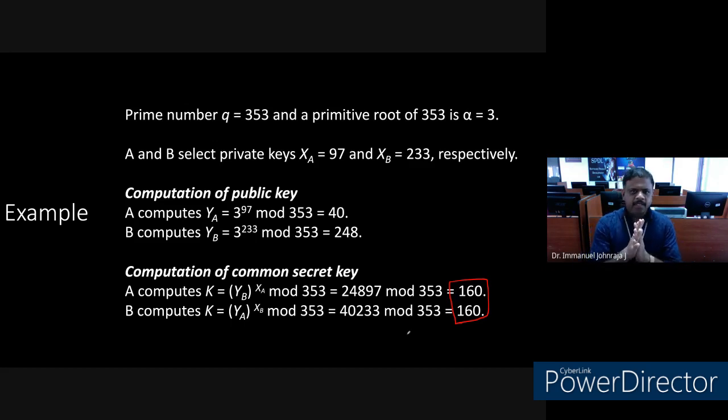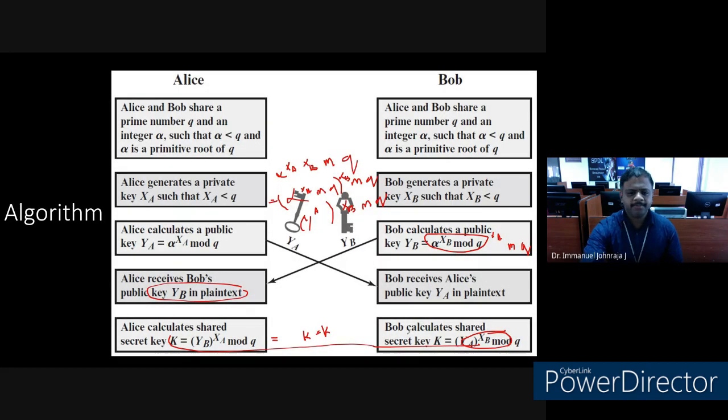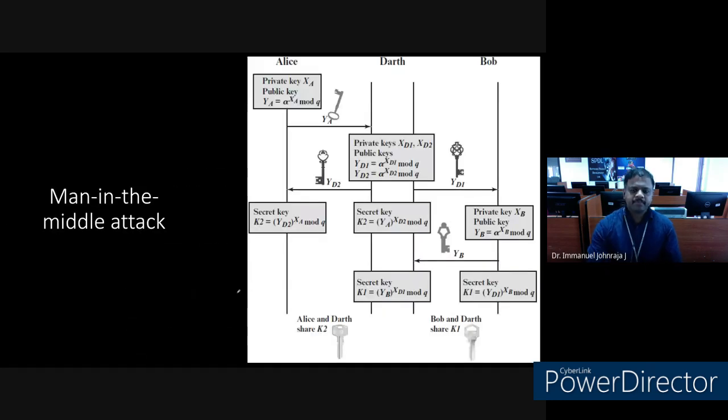If you remember the diagram we had in the previous case, we saw a line that the public key YB is in plain text. I also told you to remember this word, plain text. Now the problem here is that the Diffie-Hellman key exchange algorithm is vulnerable to the man-in-the-middle attack. If you have forgotten what that is, between the sender and the receiver, a third person like Darth, the attacker, comes in and does foul play.